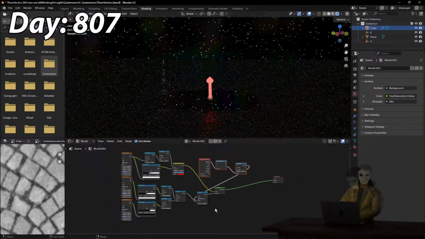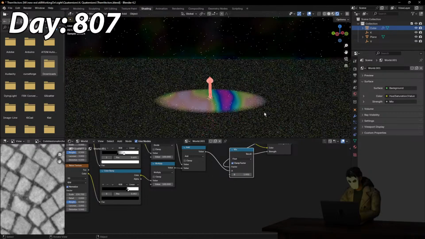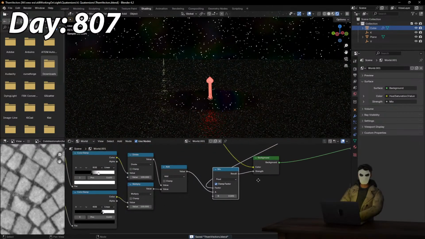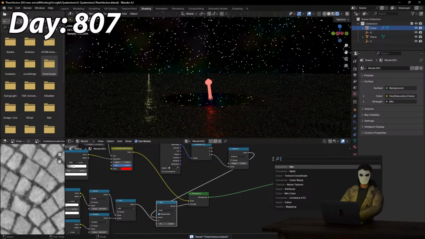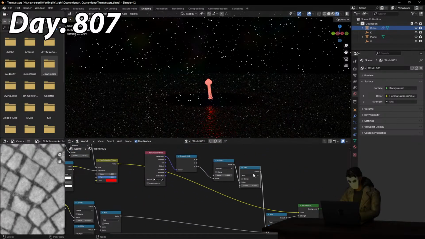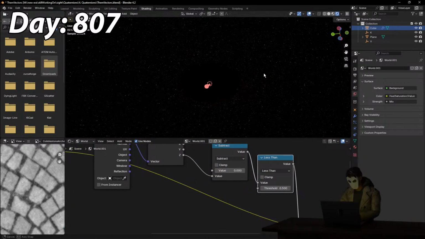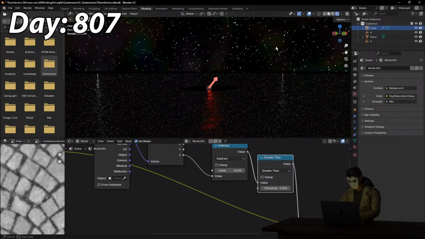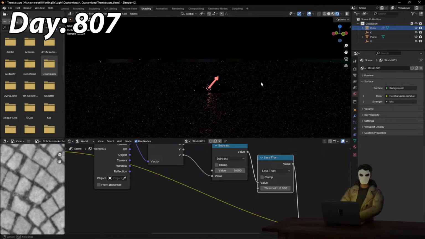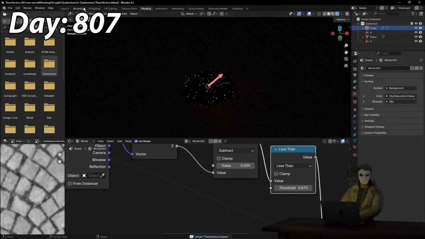Absolutely not what I meant. Should be 0, first of all. If it's 0, then why does it still have any brightness? It should have none. Math less than. No, that's correct, less than. There we go. That's what I was looking for.